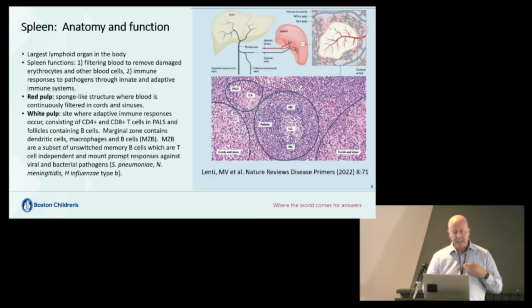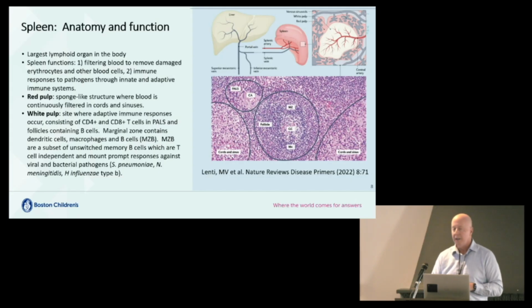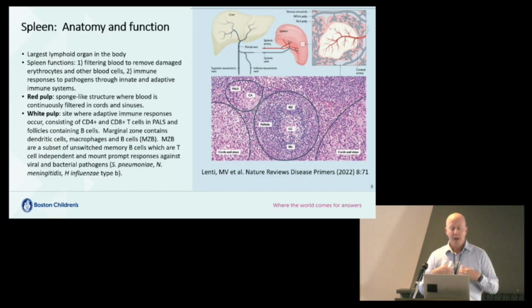It's important to understand the importance of the spleen to the immune system. It is the largest lymphoid organ in the body. Other lymphoid organs that you would be familiar with would be lymph nodes. But the function of the spleen is to filter the blood, and it filters out damaged or old blood cells, and it also filters pathogens from the circulatory system.